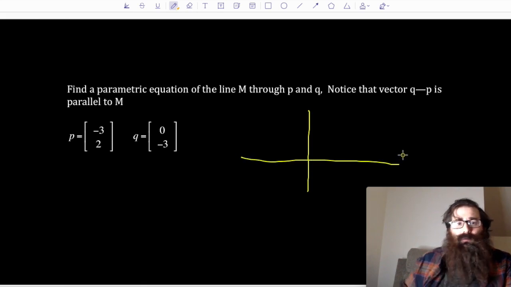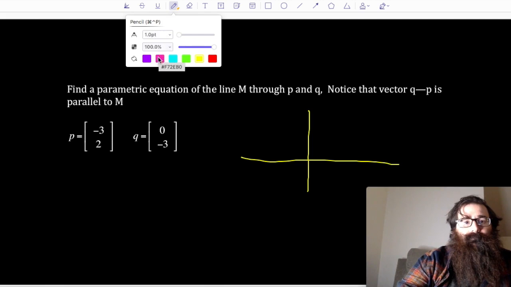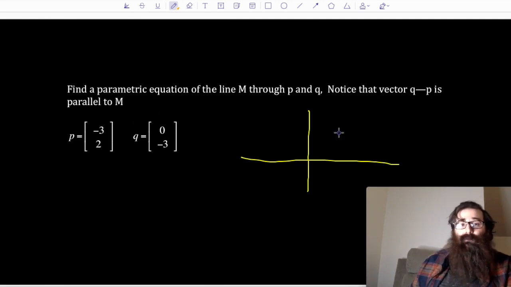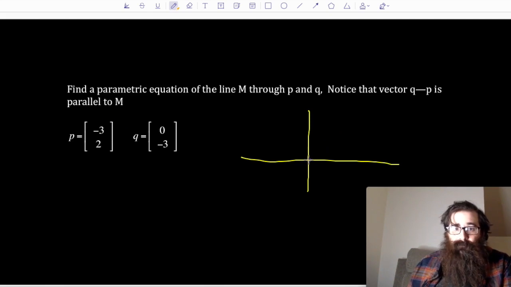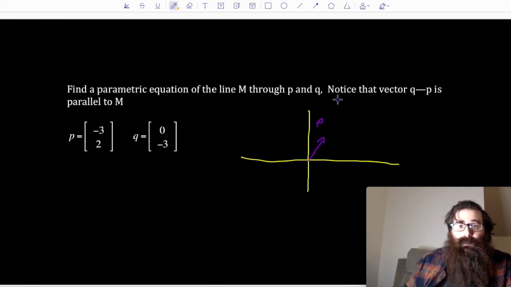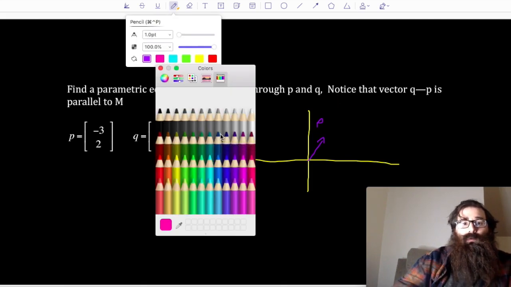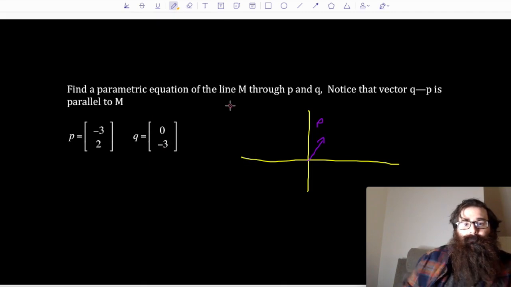I hope the picture turns out good. But let's say we have vectors p and q. I'm not going to try to draw these vectors in particular, but I'll just draw some generic vectors. Let's say this is vector p. I'll get a different color here for vector q.